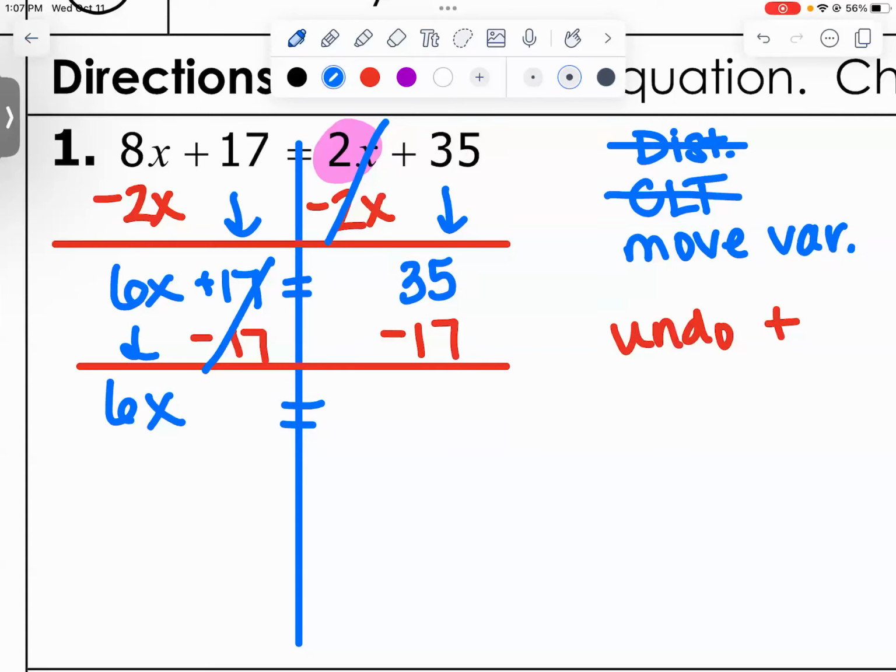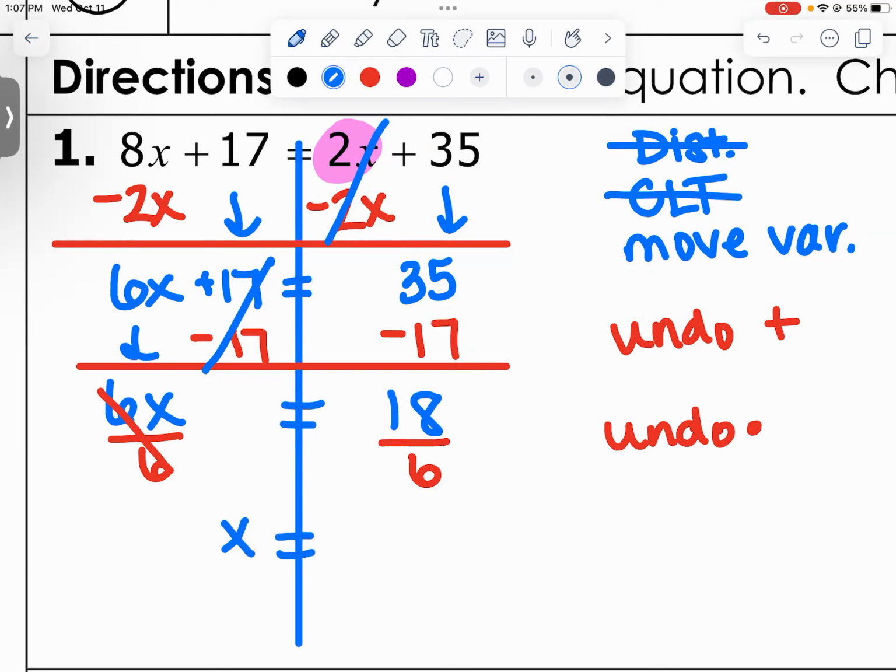Oh, I need your help. What is 35 minus 17? 18. Jacob, what's our last step? Divide 6 by 6. All right, 6 is being multiplied to x, so we need to undo it by dividing both sides by 6 to get x equals 3. Tony, are you okay with 3? Yeah, I actually said 18, because you wanted to say 18 divided by 6 equals 3. That's what you're saying. Okay.